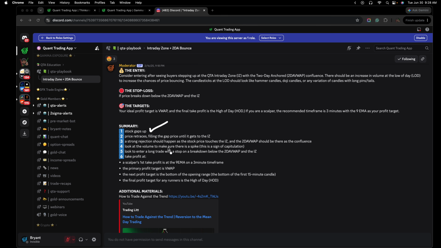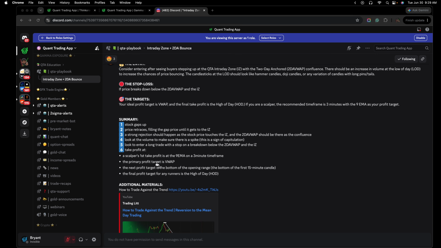Did the stock gap up? Has it retraced and filled the gap? Does it get to the Quant Trading App intraday zone? Does it have a strong rejection at the intraday zone? Look at volume. Is there a spike in volume? And then we look to enter the trade long with a stop on a breakdown below the 2-day anchored VWAP in the intraday zone, and we take profit at the 9 EMA. The primary target is VWAP.